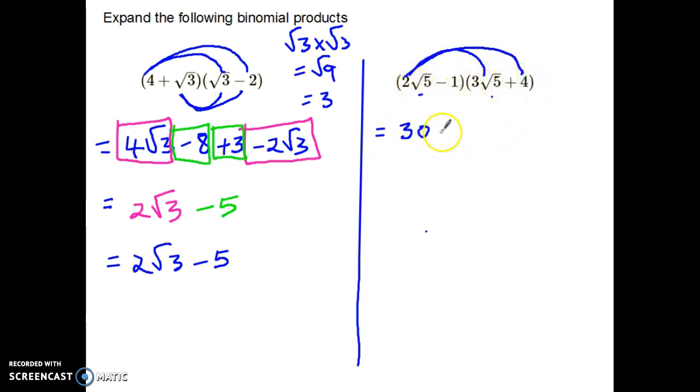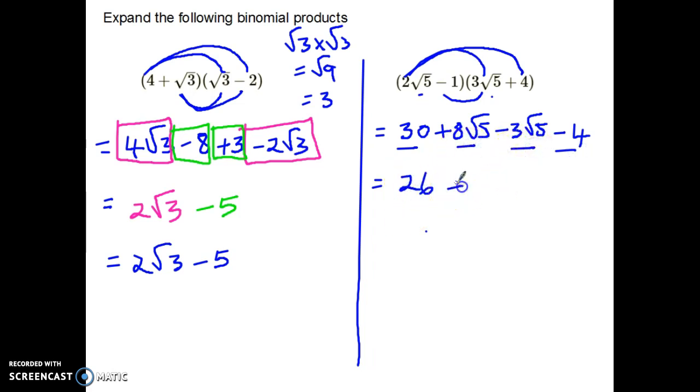2 root 5 times 4 is 8 root 5. Minus 1 by 3 root 5 is minus 3 root 5. And minus 1 times plus 4 is minus 4. Grouping everything together, I have 30 take away 4, 26. 8 root 5 take away 3 root 5 is 5 root 5.